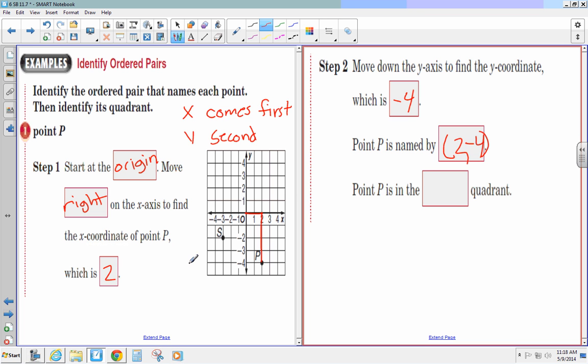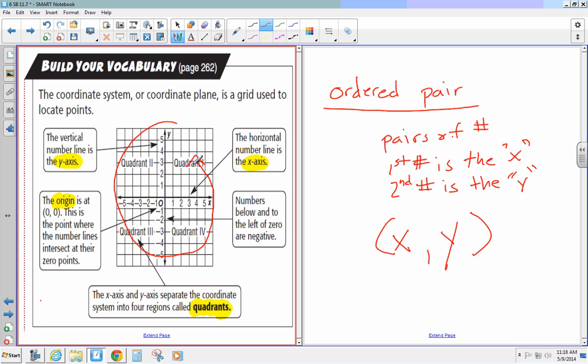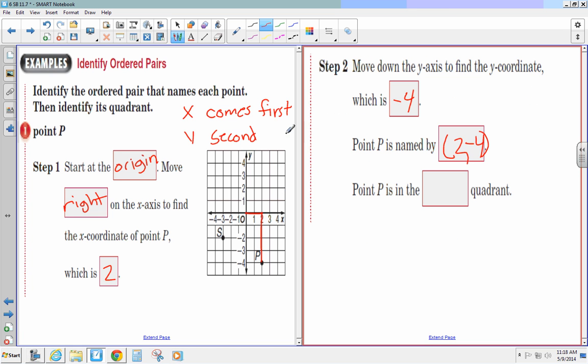Now let's look at the quadrant. The quadrants, notice here, it's counterclockwise. 1, 2, 3, 4. So for this problem here, this is 1, 2, 3, 4. It is in the fourth quadrant.